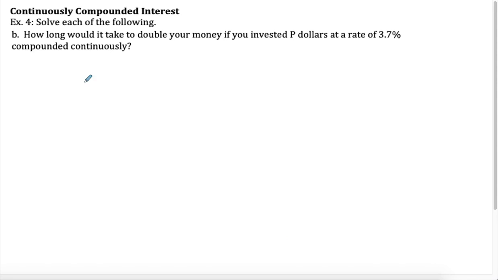This one's very similar, but it just says how long would it take your money to double if you invested P dollars at a rate of 3.7% compounded continuously. So again, that tells me I'm going to use A equals Pe^(rt) formula. So let's take a look at what we know. Well, the only number I see here is the rate. So the rate is 3.7%. As a decimal, that would be 0.037.